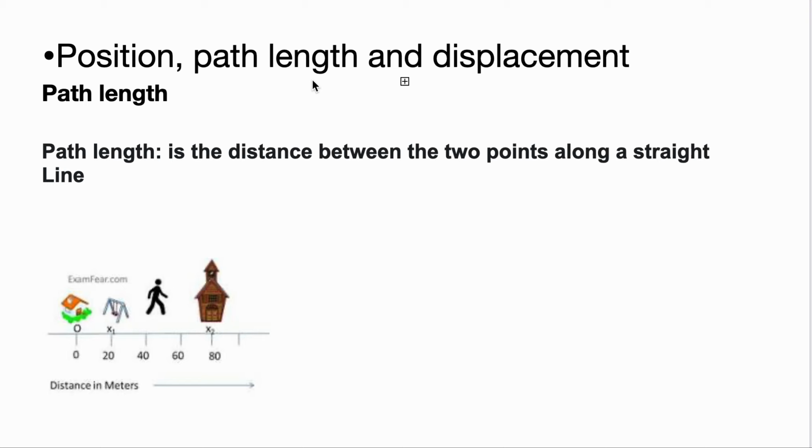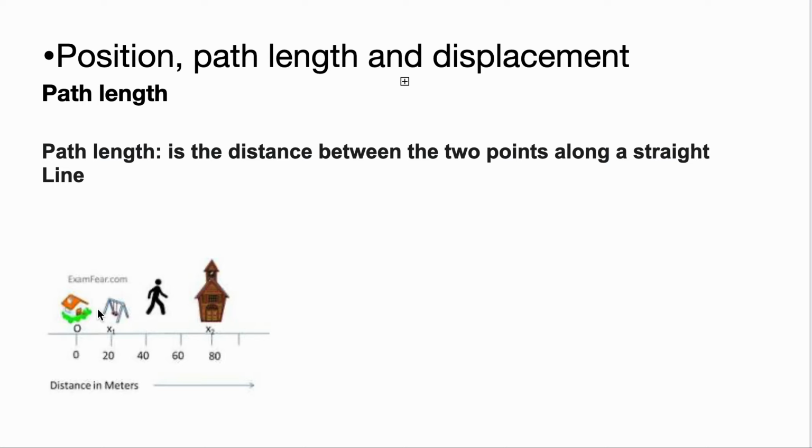Path length is nothing but the distance between two places. For example, let me consider the distance between my home and my school. It's 2 kilometers for me. For others it will be more than 2 kilometers, or even less than 2 kilometers. That depends. Now the bookish definition: path length is the difference between two points along a straight line. Same thing that I have said.